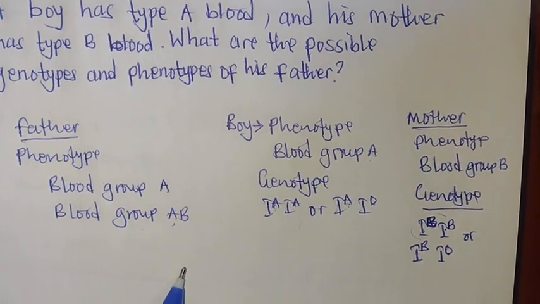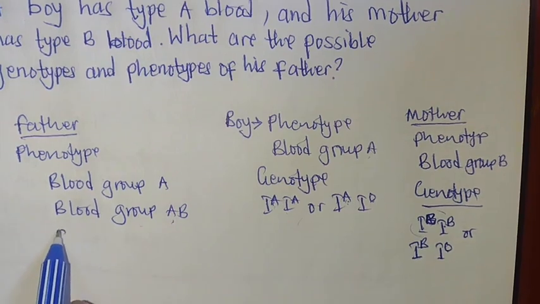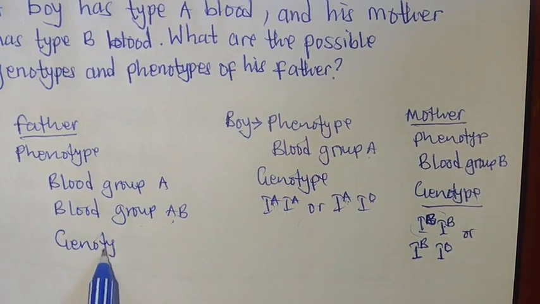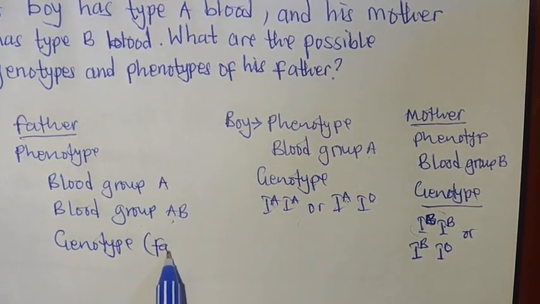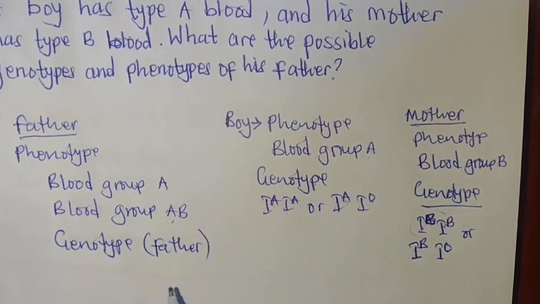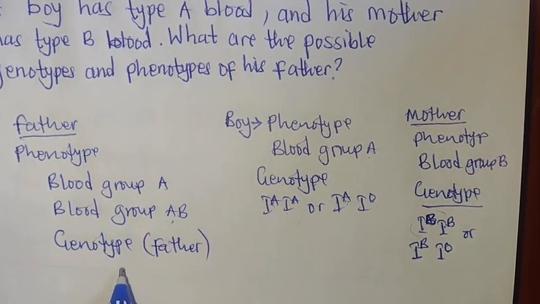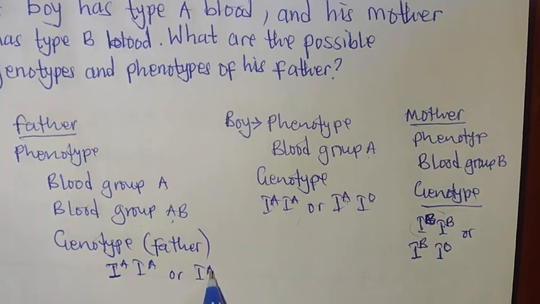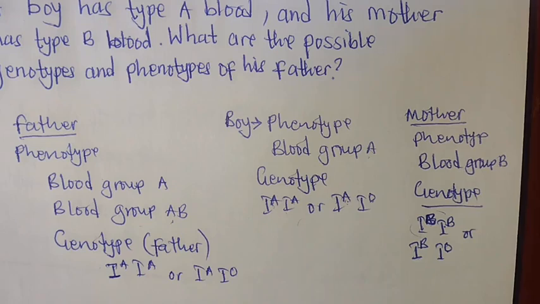Now, what about the possible genotype of the father? So we look at the genotype now of the father. This is the genotype of the father. So the possible genotype of the father, we can say it can be A, or it can be heterozygous with a dominant allele for blood group A and the recessive allele for O. Okay, so this would be the possible genotype of the father. I hope it's clear.